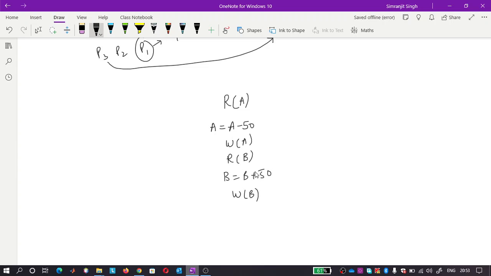Now you have to identify which of these operations are IO and which of these operations are CPU. I'll give you 5-10 seconds. Just pause the video and try to guess which of these will be IO operations and which will be CPU operations, and I'll tell you after 10 seconds.